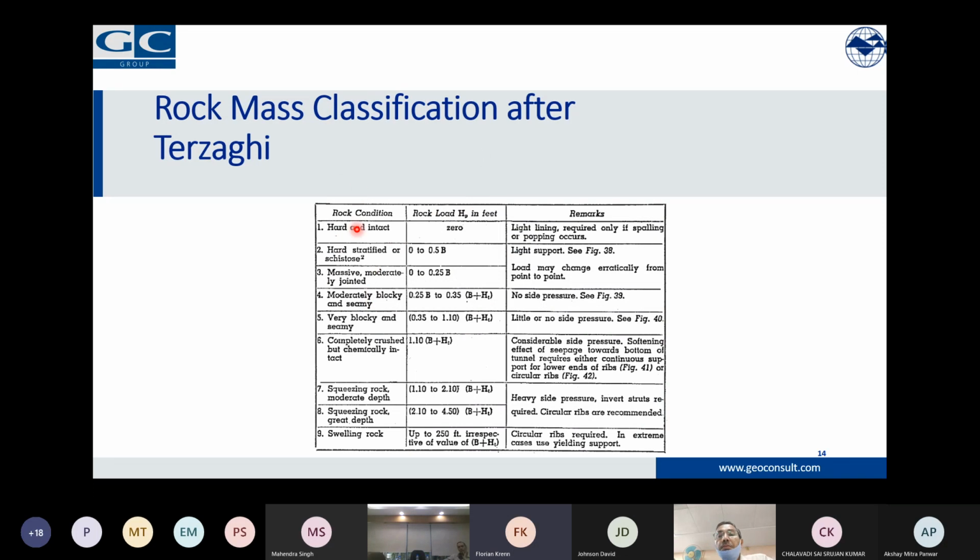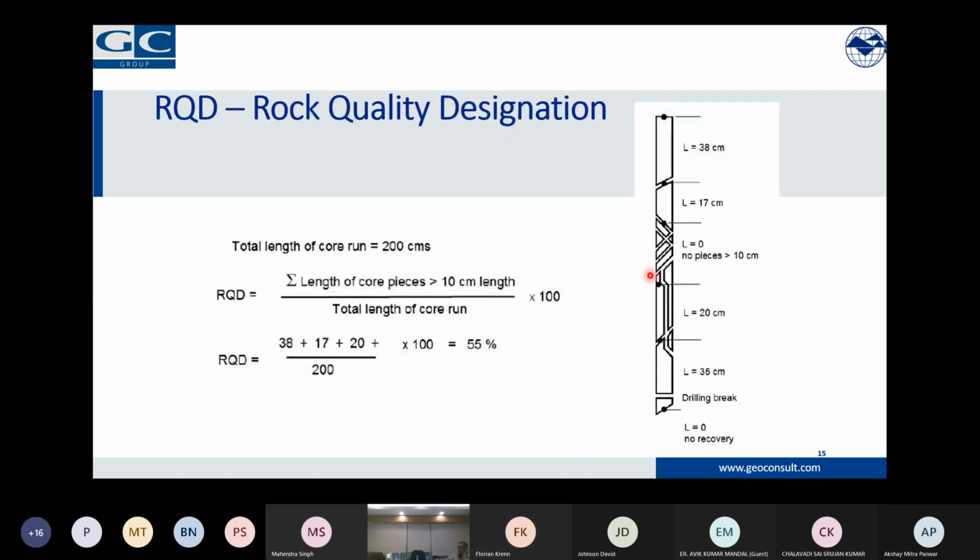So, basically, when we look at the first classification from Terzaghi, he said, okay, we have a rock condition that can be hard and intact, and then basically we have stratified rock, we have moderately jointed, blocky, very blocky, completely crushed. Then, as a special subdivision, the squeezing rock at moderate depth, squeezing rock at great depth, and swelling rock, which basically means that there must be some chemical or physical process happening apart from the mechanical processes. Now, that class was used for some time.